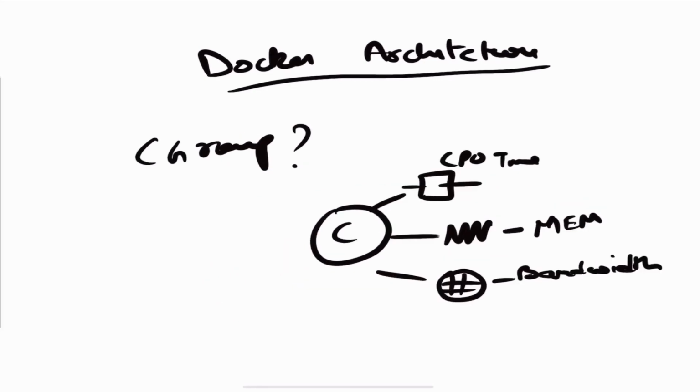Coming to cgroups, cgroups basically define what a process can use, and they help in limiting the resource utilization of resources like CPU time, memory, and bandwidth.